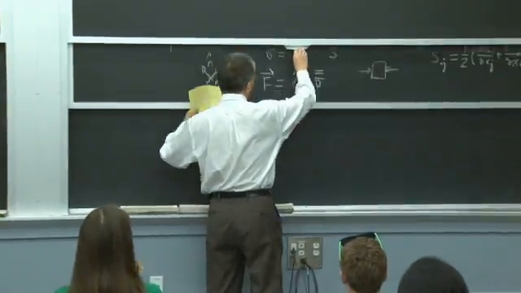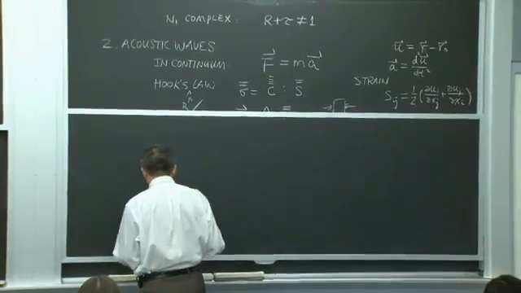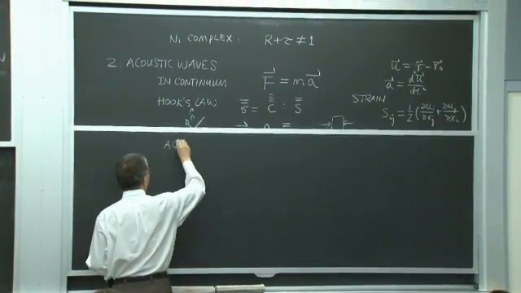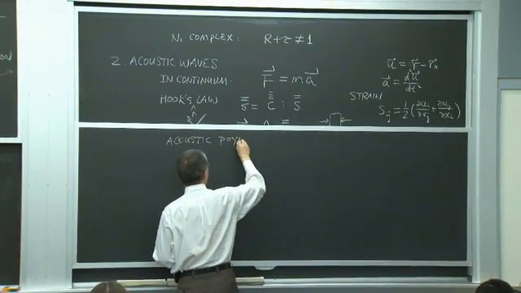So in general, this is the equation for acoustic wave. And you can also calculate the acoustic Poynting vector. That's the energy.